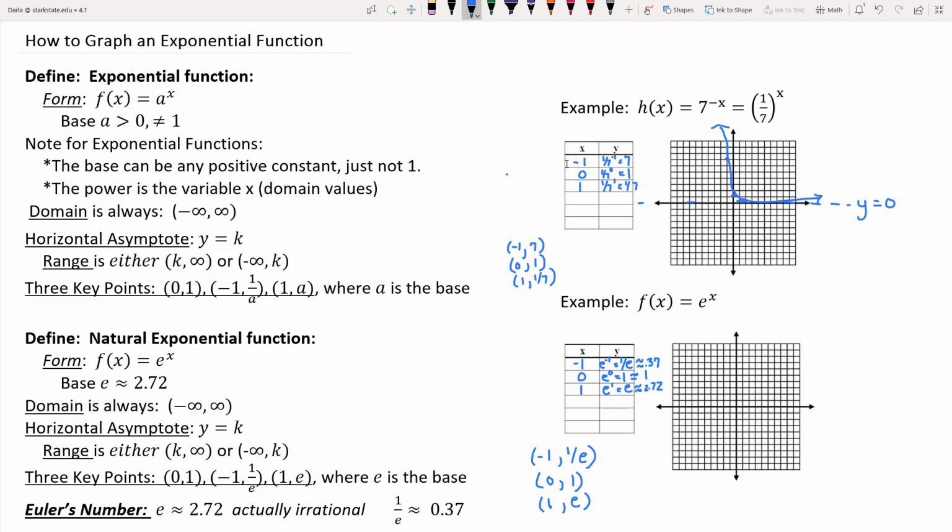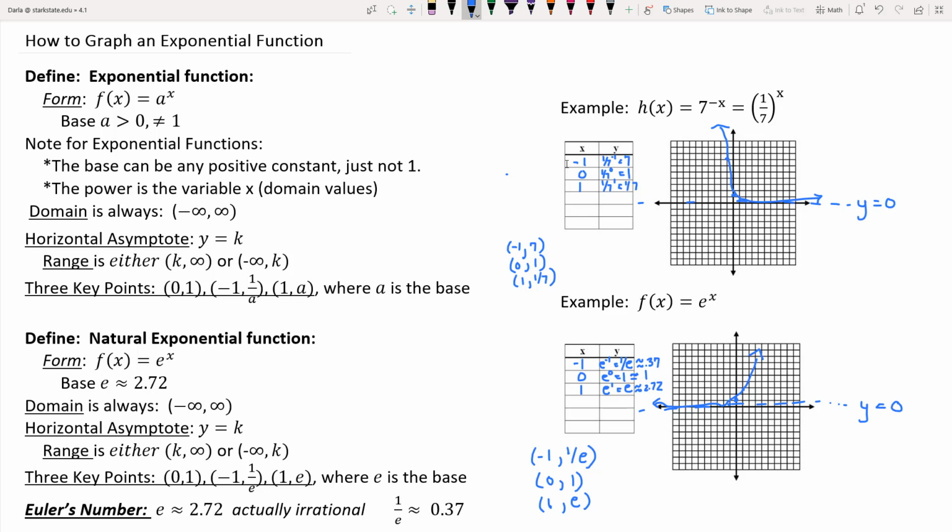So then if you go to graph this, -1, 0.37, you're getting close to 0 but not hitting it, 0, 1, and then 1, 2.72. You can see that your curve kind of is going a different direction than the last time. But again, you're approaching that x-axis but not hitting it, and so you still have a horizontal asymptote at y equals 0. And so this is your exponential graph.